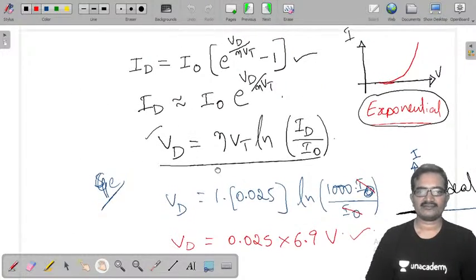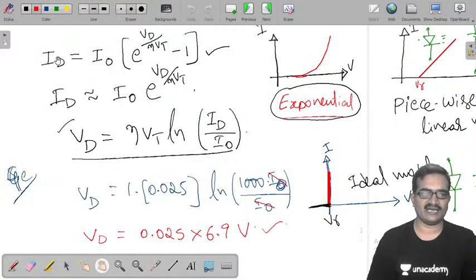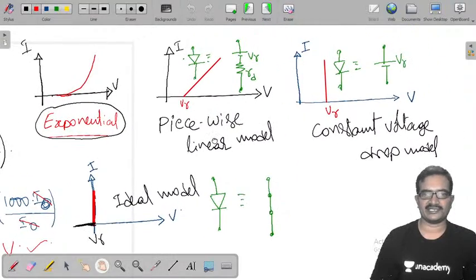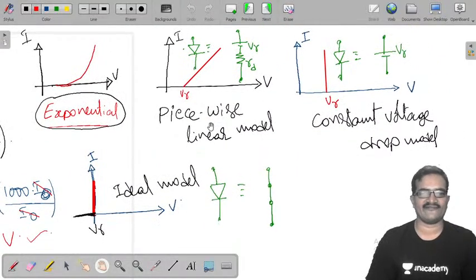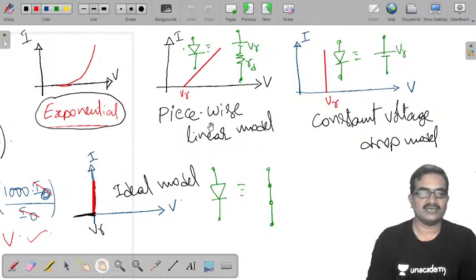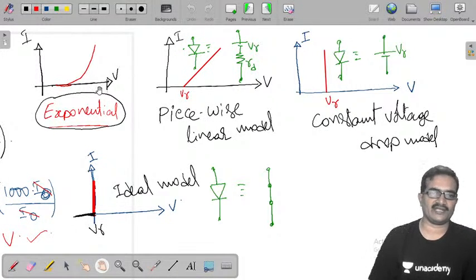And this is the diode equation we defined. ID equals I naught into e power Vd by eta Vt minus 1. Okay, and for easy purpose we are taking this one like this. This is the exponential representation. From this I am taking Vd is eta Vt into ln of Id by I naught. Now here my main intention is how many ways you can define your diode, how many ways you can model your diode. This is the exponential modeling of your diode.